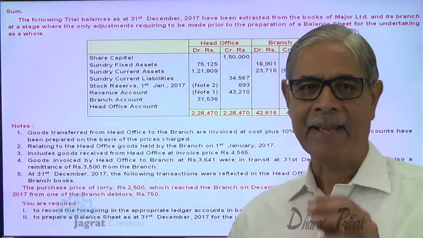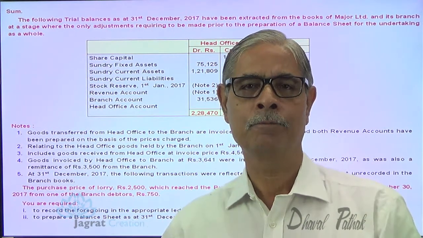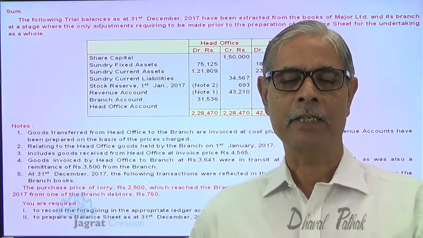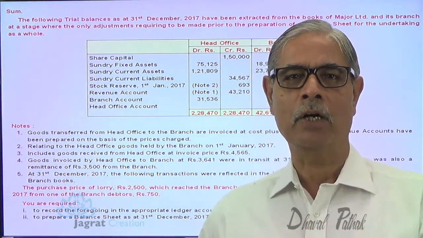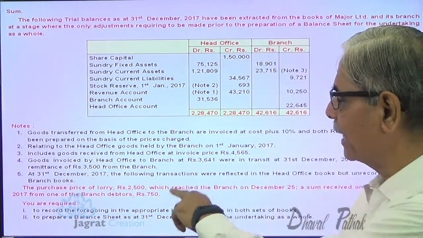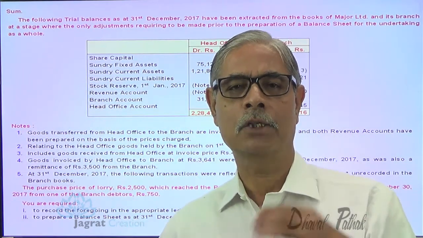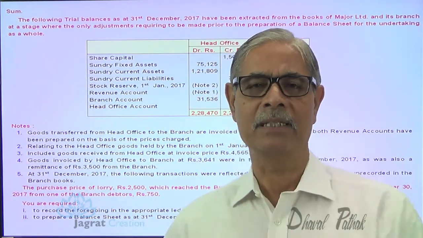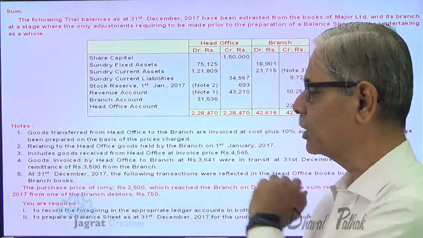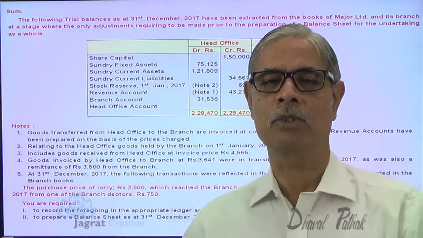Similarly, HO has collected money directly from the debtors of the branch. This transaction is also not recorded in the books of branch and needs to be recorded, because these are errors of omission, and when there is an error of omission, the transaction omitted needs to be committed, meaning recorded. So in light of these two transactions, the branch trial balance is also subject to change.